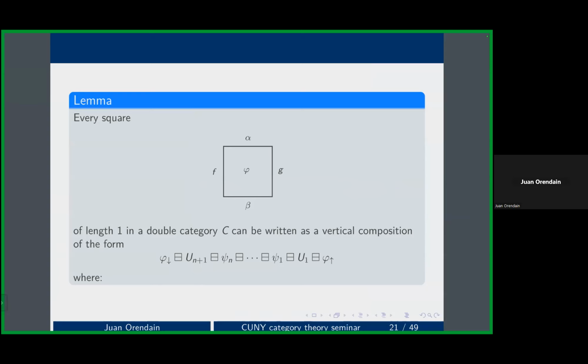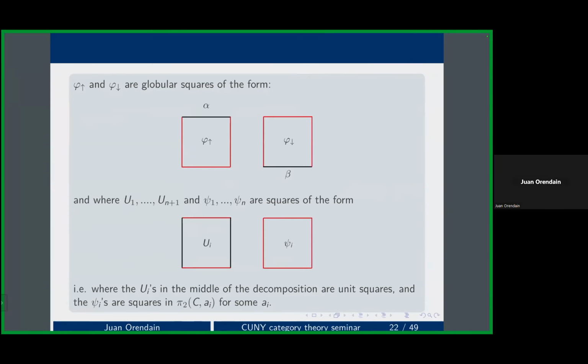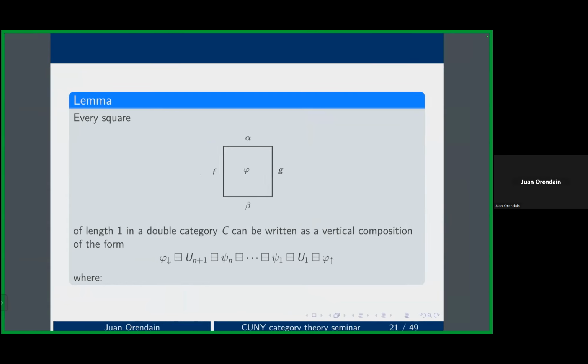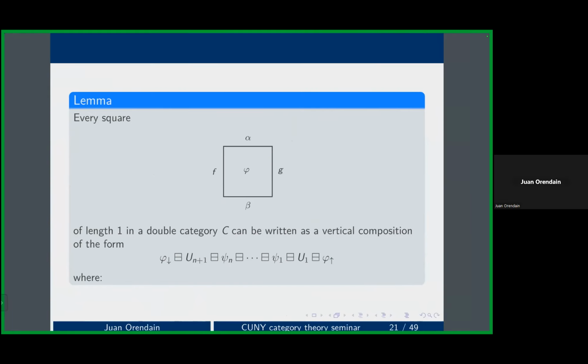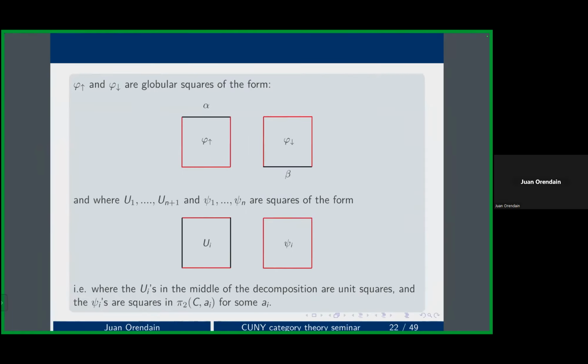And then you have a vertical composition of alternate types, an alternating sequence of 2 types of squares. So you got the P's and you got the UIs. So here, the first and final squares, so remember, this is the shape of your square that you're trying to decompose, length 1. The first square is a square that looks like this. It has the same top arrow as your original square, and every other arrow is red. The bottom square has the same bottom arrow as your original square, but every other arrow is red.